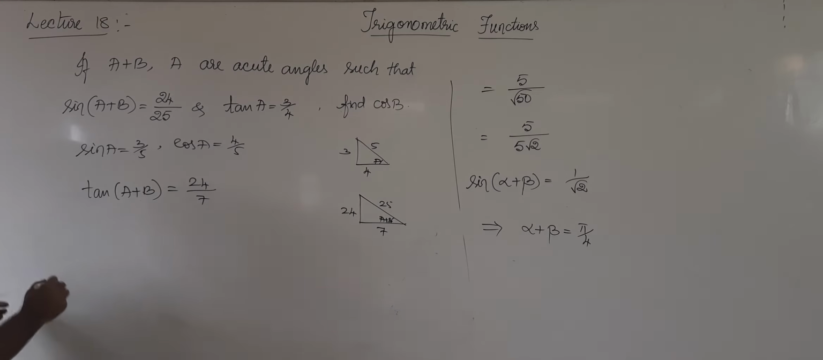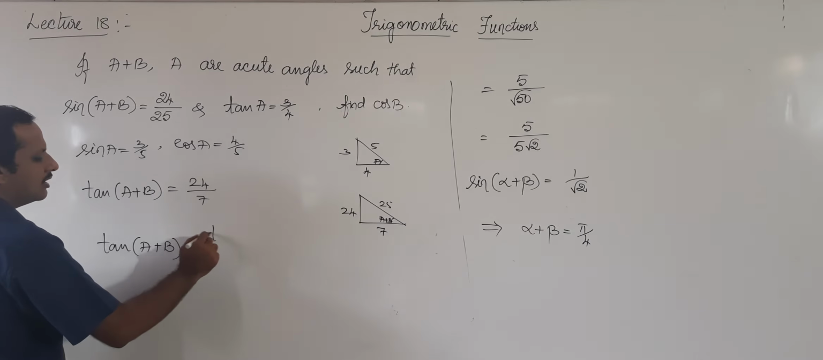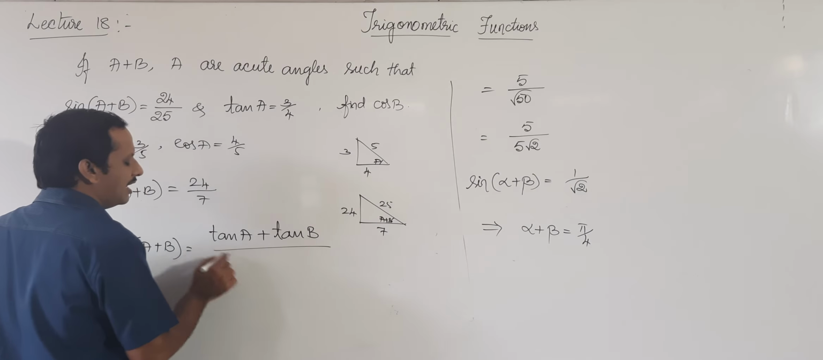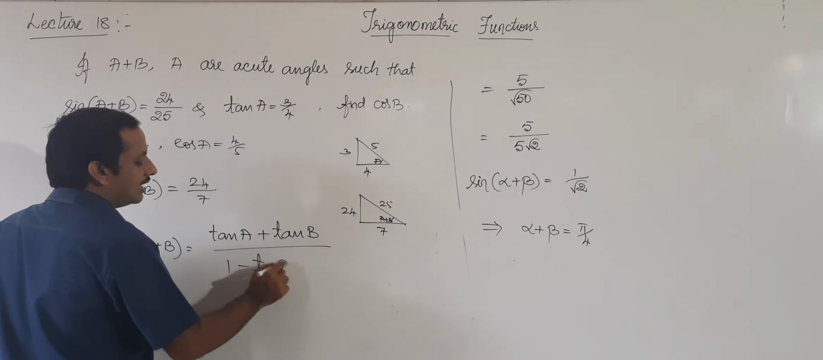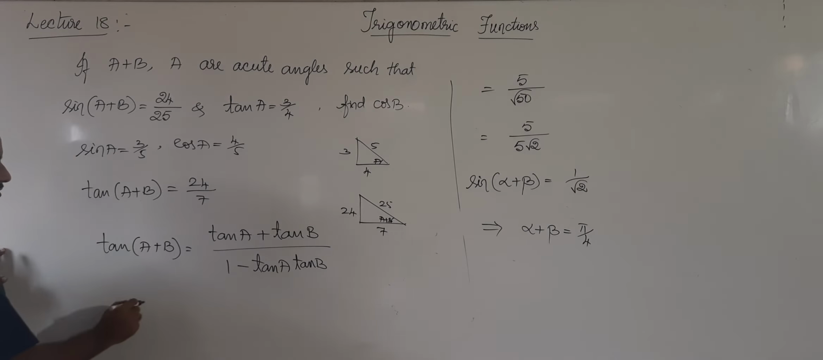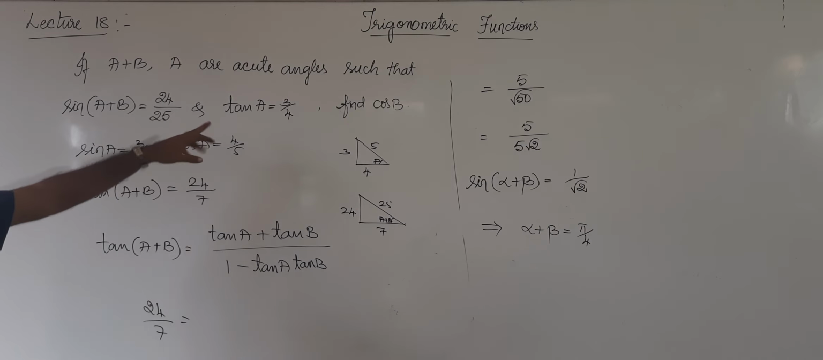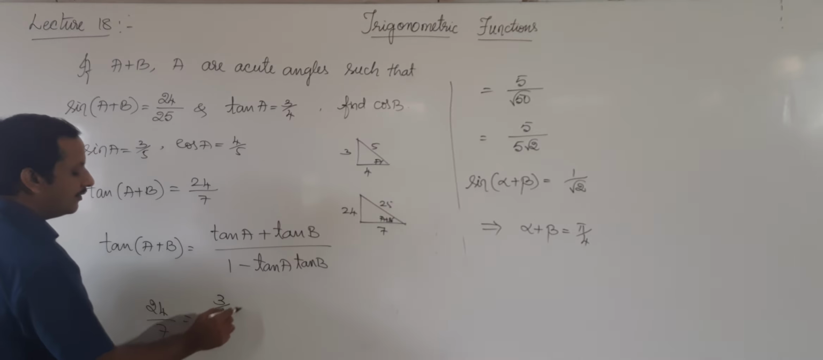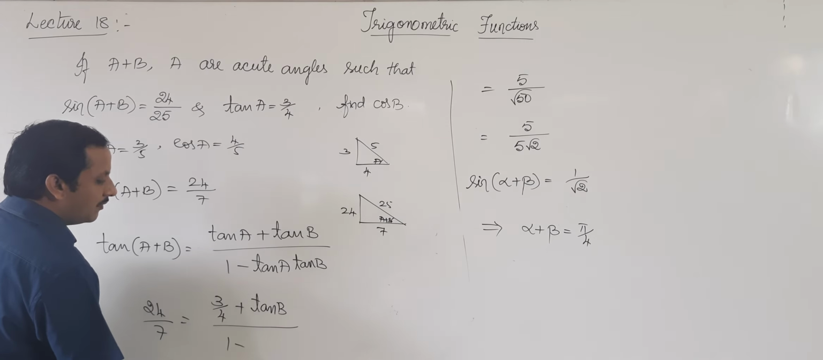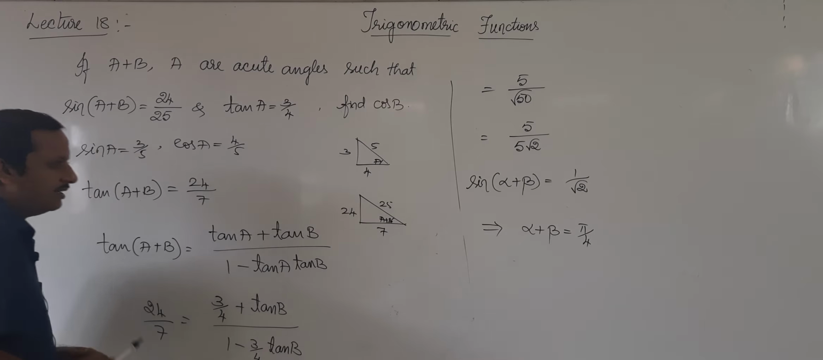Now I am using this formula. Tan(a plus b) is equal to, what is the formula? This is equal to tan a plus tan b divided by 1 minus tan a tan b. What is tan(a plus b)? Substitute 24 by 7 is equal to, tan a is how much they have given? 3 by 4 plus tan b, we don't know, keep it as tan b only, over 1 minus tan a, which is 3 by 4, into tan b.